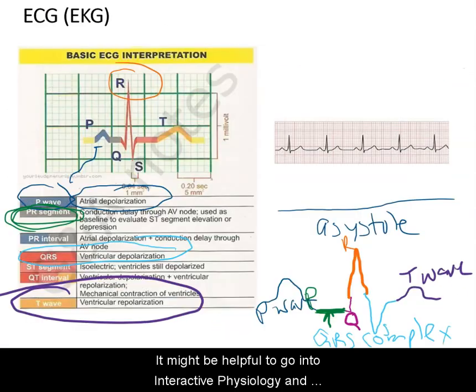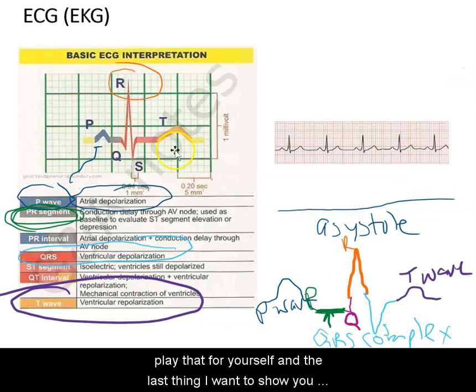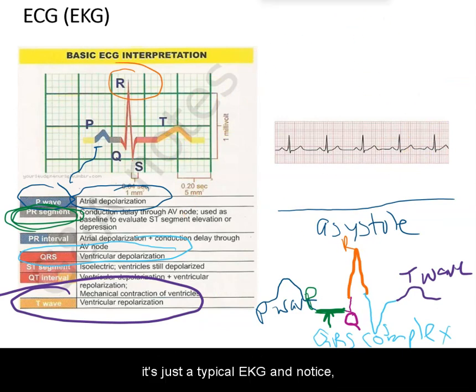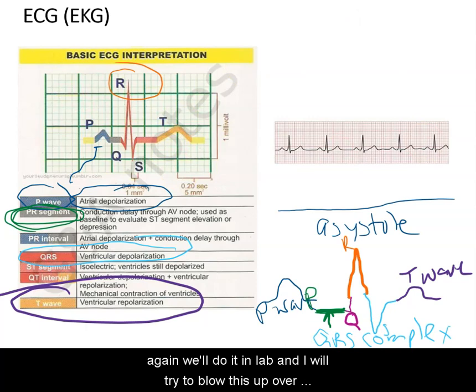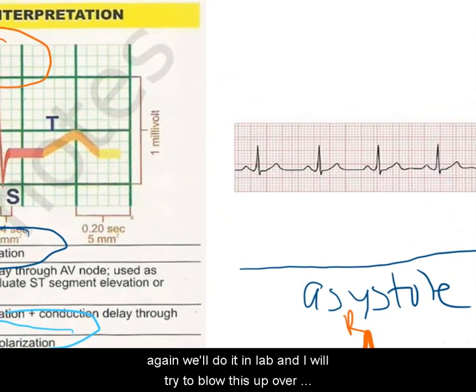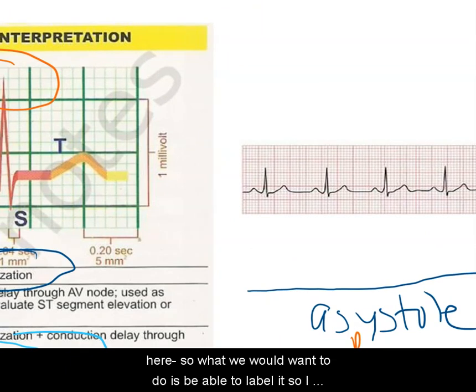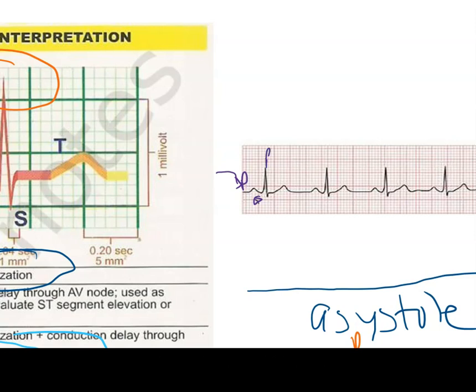So it might be helpful to go into interactive physiology and play that for yourself. And the last thing I want to show you is just a typical EKG. And notice, again, we'll do it in lab, and I will try to blow this up over here. So what we would want to do is be able to label it. So notice that we start and we see our P wave, and then we have Q, R, S, T.